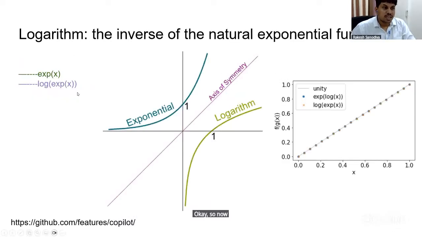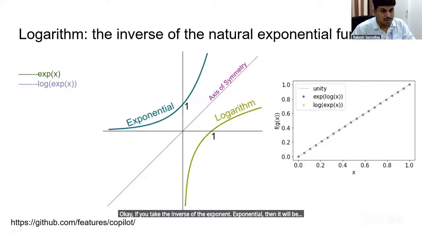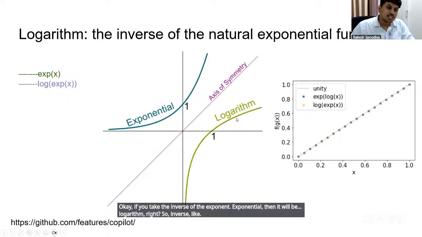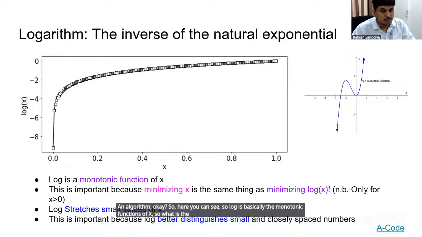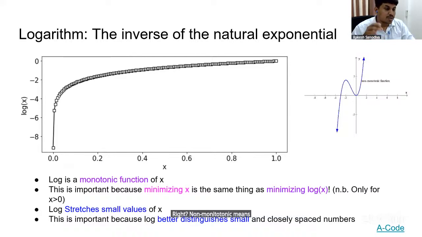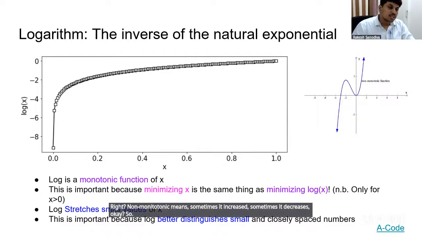Now you have seen this is the exponent, right? If you take the inverse of the exponential, then it will be the logarithm, and if you take the inverse of the logarithm, then it will be the exponential. Here you can see log is basically a monotonic function of x. What is the meaning of monotonic? It means it is always increasing. Non-monotonic means sometimes it increases, sometimes it decreases. So log is a monotonic function here, right?